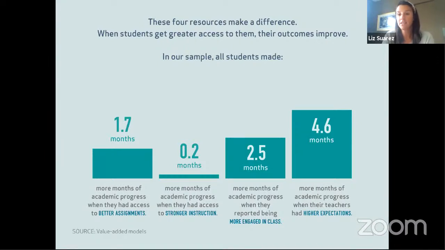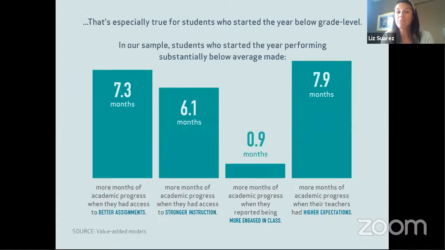When students get access to them, their outcomes improve. And that's true for all students in our sample. You can see that there were 1.7 more months of academic progress when they had access to better assignments, 0.2 more months of academic progress when they had access to stronger instruction, 2.5 more months of academic progress when they were reported being more engaged in class, and 4.6 more months of academic progress when their teachers had higher expectations for them. But it was even more true for our kids who started the year below grade level.